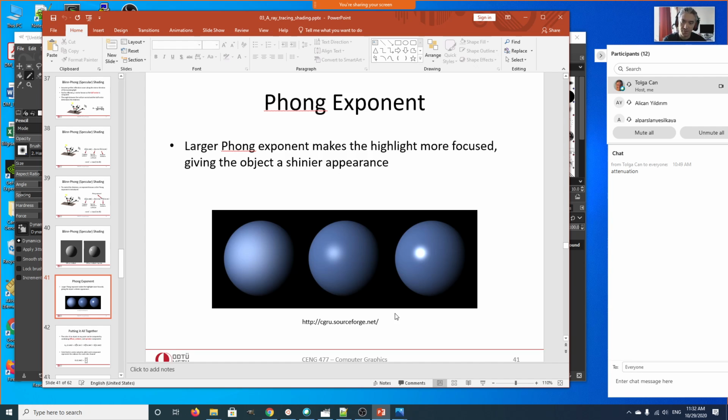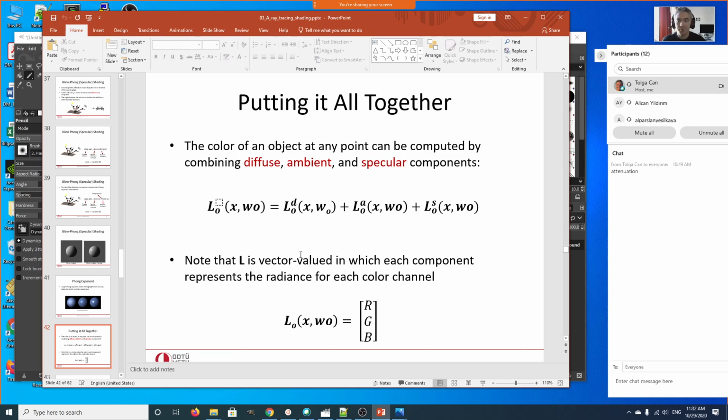Okay, so I'm going to stop for today. Putting it all together, we have seen one of the components of the shading model, the basic illumination model. The other two components will be shadows and reflections. With that, we are going to conclude the ray tracing algorithm altogether. The remaining things are shadows and reflections, which I'm going to talk about on Monday.